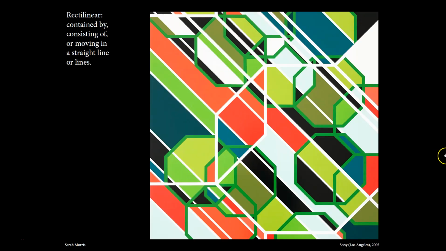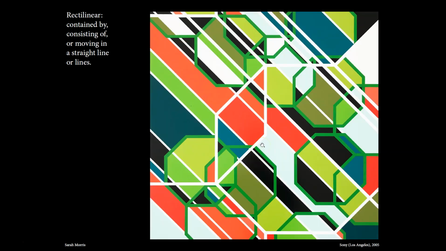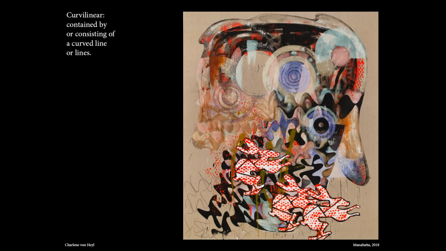There's also a difference between what's called rectilinear shape, which is shapes that consist of straight lines and sharp edges like this, corners being turned, and curvilinear shapes. These are soft, obviously flowing curved lines. So here in this Sarah Morris piece, we've got all rectilinear shapes. They're also geometric shapes for the most part.